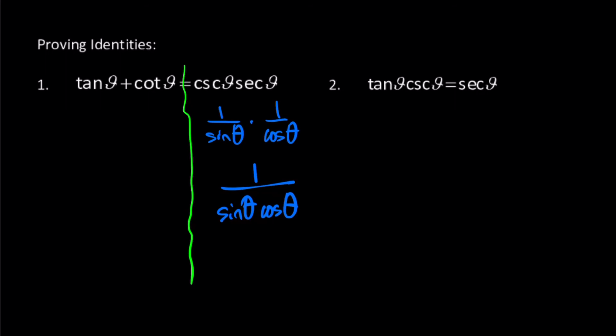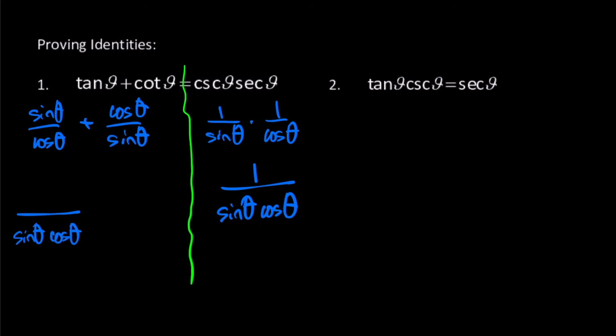And there's a couple approaches here. Notice this is in terms of sine and cosine. Here I've got tangent and cotangent. So what I need to do is convert these to sine and cosine. Tangent is sine theta over cosine theta, plus cotangent, which is cosine theta over sine theta. Now I need to add these two fractions. I need to get a common denominator. The common denominator has to have a cosine and has to have a sine. So that's going to be sine theta times cosine theta. Get my denominator first.